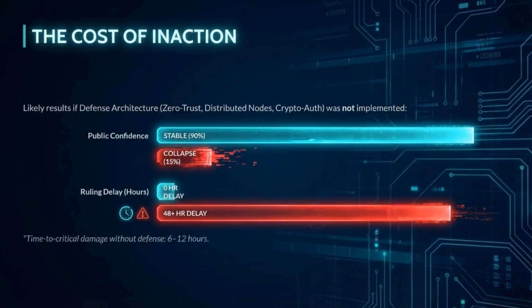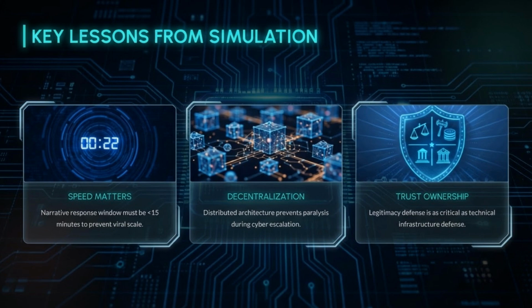Public confidence would collapse to 15%, and the ruling could be delayed by 48+ hours, with critical damage occurring in 6 to 12 hours. Key lessons from the simulation emphasize that speed matters. The narrative response window must be less than 15 minutes.